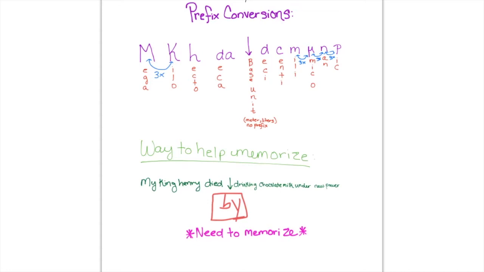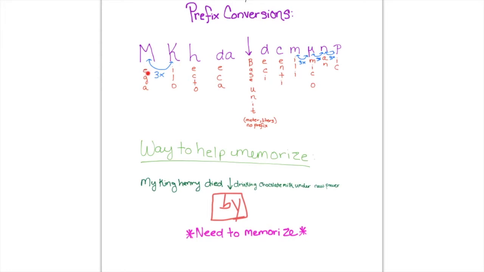The next D on the other side of the arrow is drinking. The C is chocolate. The M for milli is the milk. Your under is micro, new is nano, and power is pico. These right here are really small. That's why you see these little 3 X's, and I'll show you how those work in just a minute. These are really big.